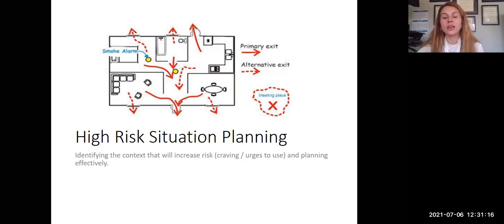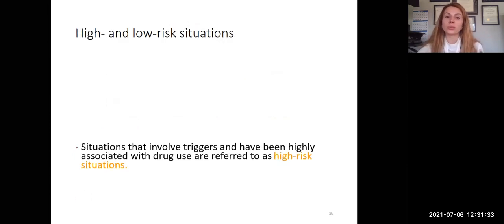It becomes routine. Now, with patients that aren't used to scheduling, they don't have a lot of these skills, they're going to be really vulnerable in a high-risk situation. So this is a situation where they're very likely to get triggered and they're likely to have exposure to that substance and are likely to use. So we want them to come up with a plan.